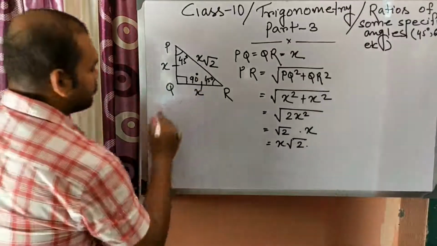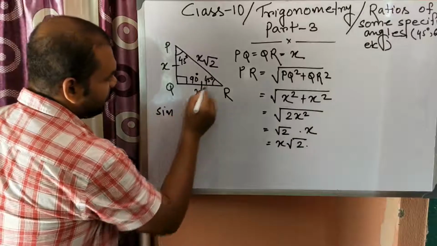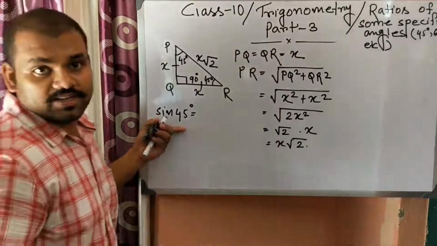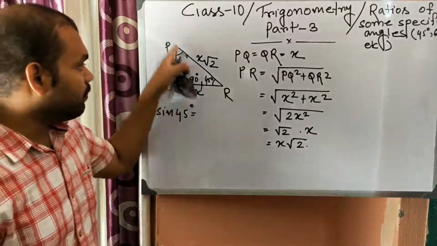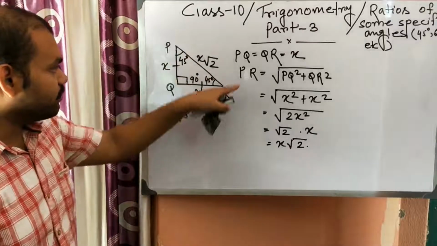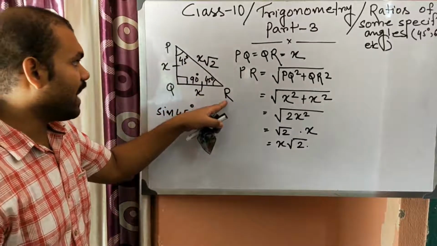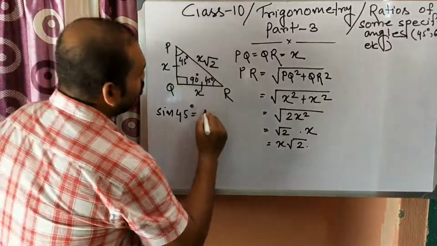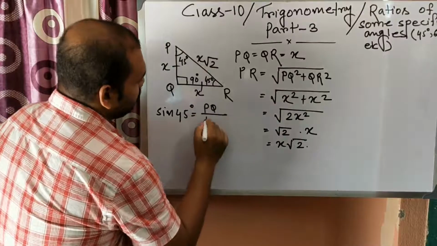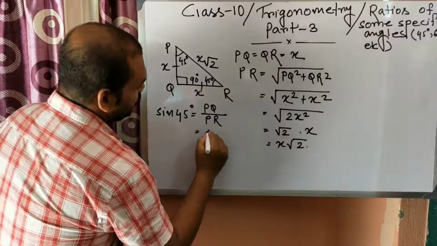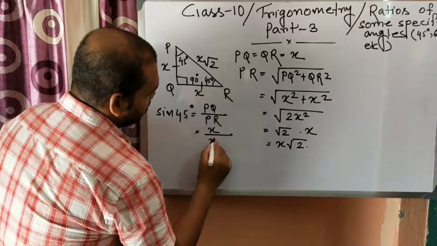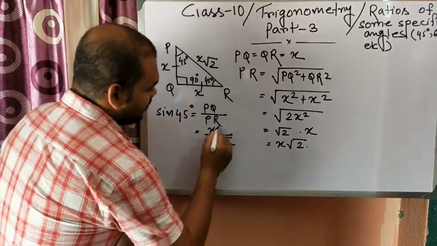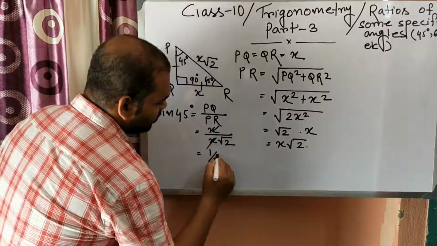That is, in case of sine 45 degree, what is the value of sine 45 for this angle? Sine theta is equal to perpendicular by hypotenuse. With respect to angle R, PQ is the perpendicular, so perpendicular by hypotenuse, so PQ by PR. Now put the values. PQ is X and PR is X root 2. So X cancels out, 1 by root 2.